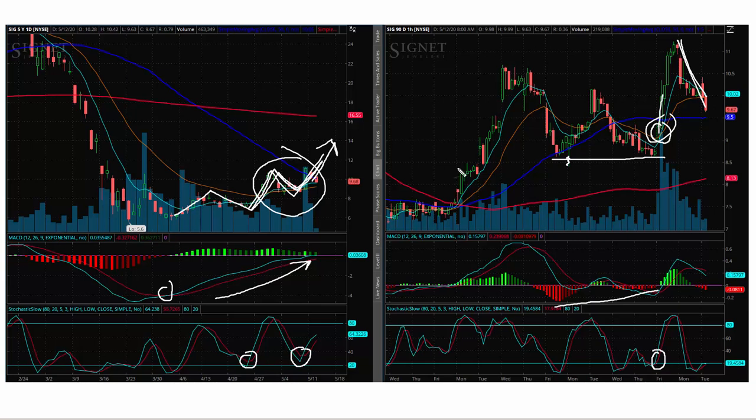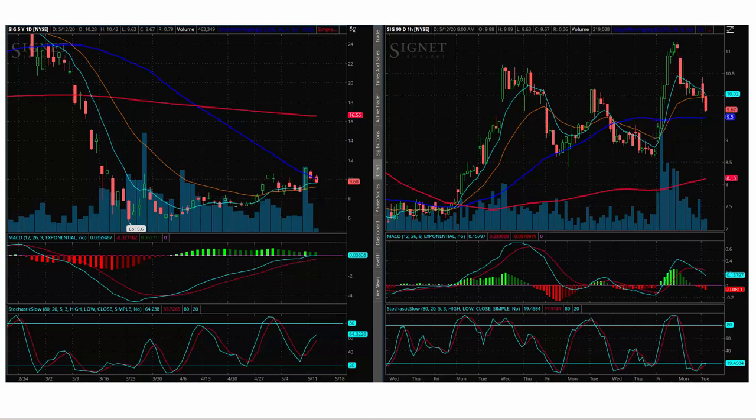Okay, I don't want to just cherry pick the ones that work great. Some of them work really well for a day, and then they go right in your face, and you got to just take your money and move on. So, but anyways, the setup is still there.